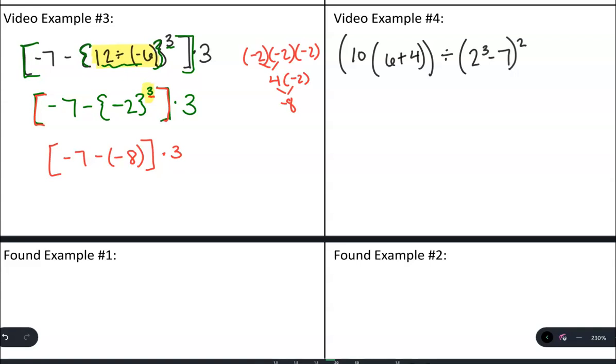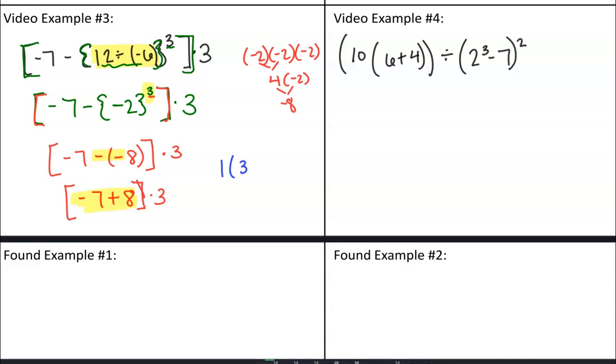Let's take care of this double negative in here. Negative 7 plus 8. Now take care of the inside of that. So negative 7 plus 8. That would be like having $8 and spending 7. You have $1 left. And 1 times 3 would be 3.